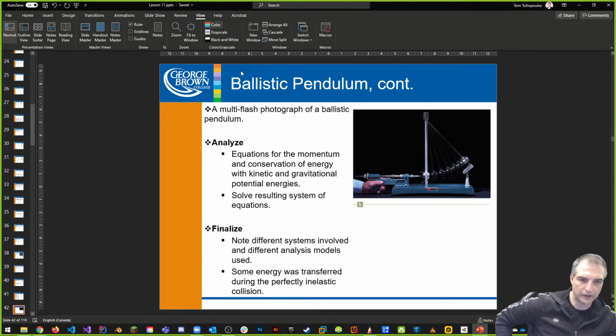Here's what a ballistic pendulum actually looks like in real life, where you have some kind of projectile hit the pendulum, and it's going to be a perfectly inelastic collision. It's going to move together as one.